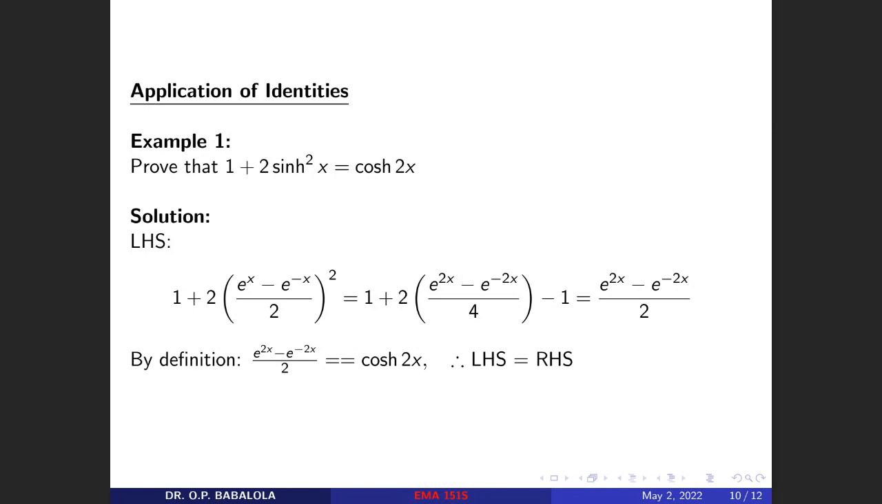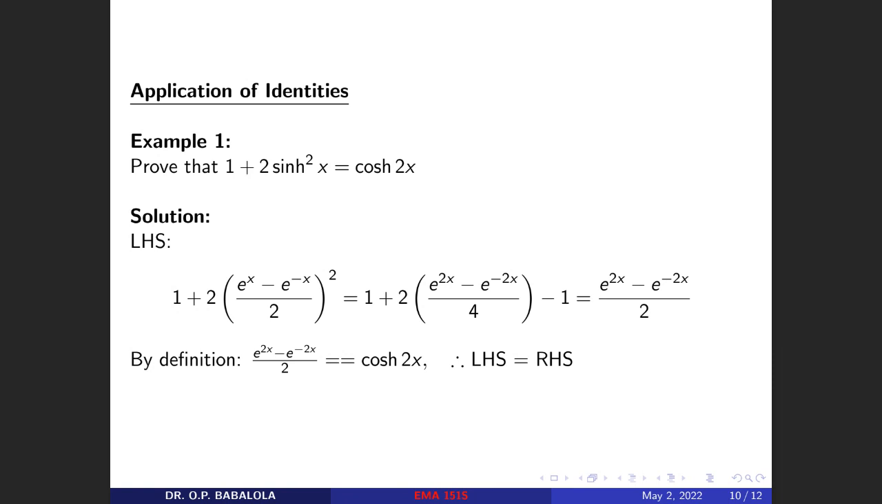First, remember we always want to prove our identities. So in this case, we want to prove this identity: 1 plus 2 sinh square x equals cosh 2x. You can start on any side. But for me, I prefer to start on the easier side to derive my proof. I've started from the left-hand side.